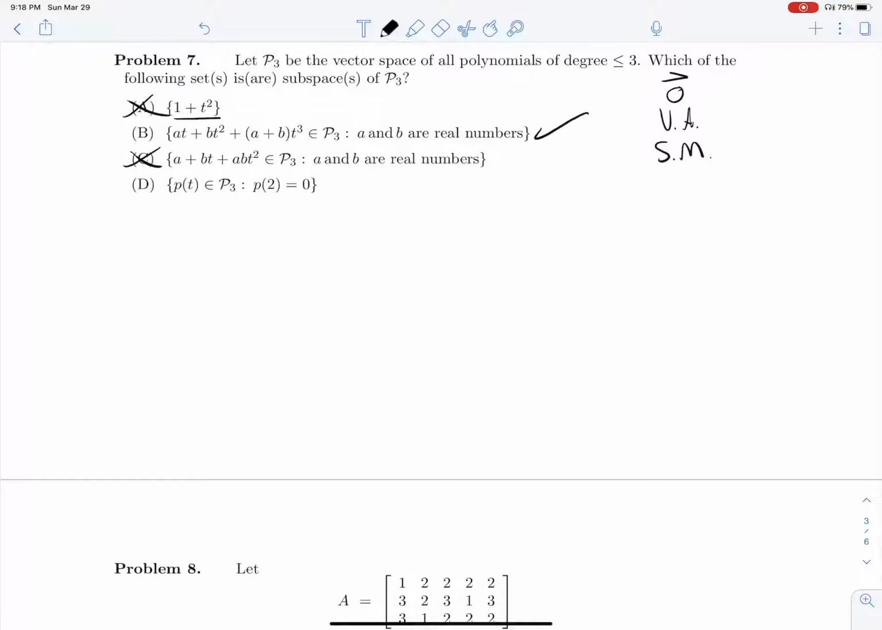Just to show you what could be happening behind the scenes here. Although P2 for option A is not equal to 0. But let's try to find some polynomial that is. Well, t minus 2 is a polynomial that's a member of P3, and at t equals 2 it is equal to 0.